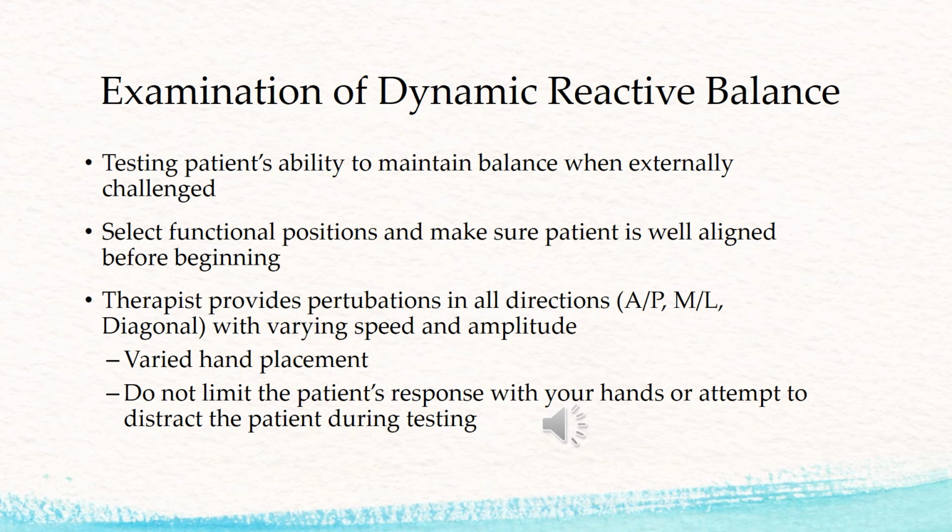So if your hands are up proximal near the shoulders and you're limiting their arm from coming out for a protective extension or equilibrium reaction, then that's going to impede their balance. So you need to select a location that won't limit your patient's natural balance response.